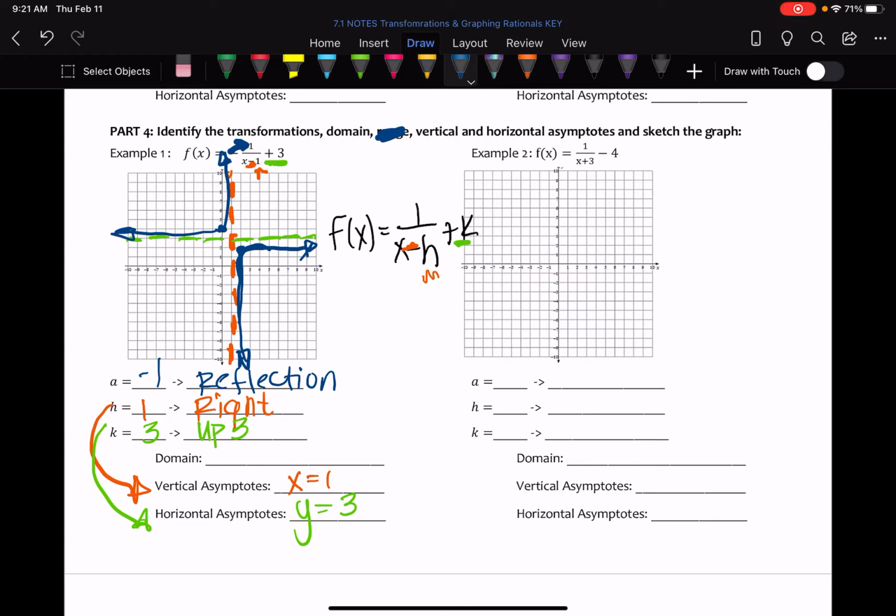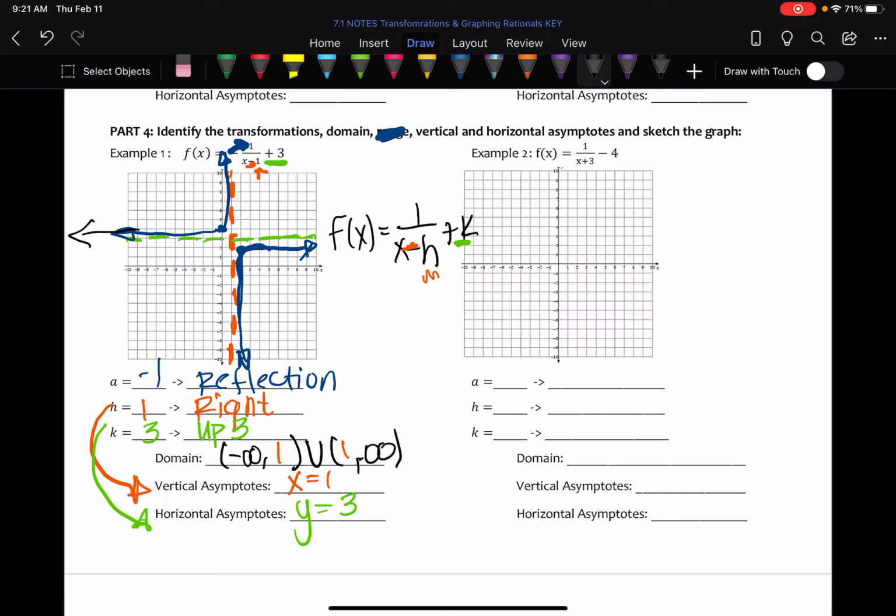All right, let's do the domain. We are going forever to the left, so I'm starting from negative x values. We're stopping at my vertical asymptote, which is at 1. Then we're going to start back up just right past 1, and it's going to go forever to the right.